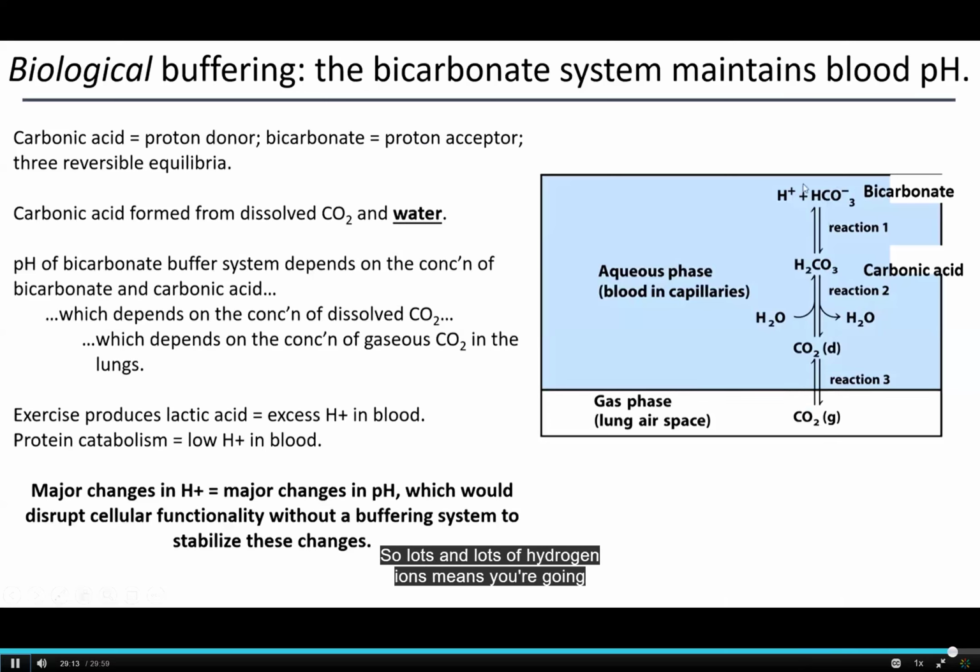So lots and lots of hydrogen ions means you're going to end up producing gaseous carbon dioxide, which you then expel. As you expel that, again it pushes the reaction back in this direction. You're going to make more of these. As you continue to exercise, it pushes it in this direction, and so on. And so we have a constant pushing and balance of these two things in your bloodstream, which keeps the pH of the blood at a constant rate. And so any major changes in hydrogen ion concentration would have major changes in pH, which would disrupt cellular functioning if there was no buffer present. But because there's a buffer present, major changes in hydrogen ion concentration have no real effect on the pH of the blood.